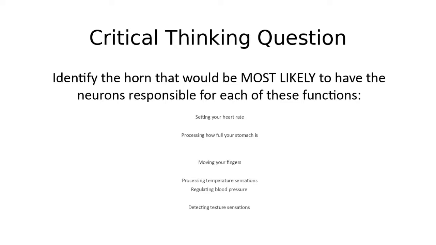When we talk about various functions that our body needs to do, there are things as basic as getting your heart rate set, to things a little more complex perhaps, like moving your fingers or processing temperature sensations. We worked with our groups to try to predict which kinds of neurons do each of these things here on the list. So we're going to go one by one through the various functions that different neurons might help us to do.